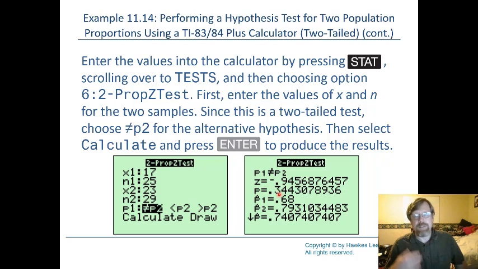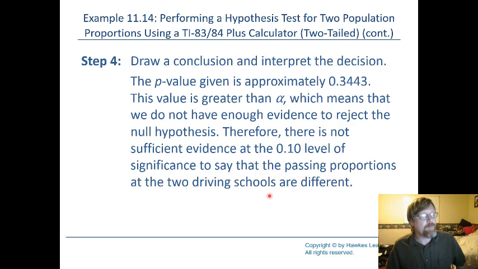So the next step is to draw a conclusion and interpret the decision. I've got that p-value of 0.344. I am looking for a p-value of less than alpha. Alpha was 0.1. My p-value is greater than 0.1, so I fail to reject the null hypothesis. There's not enough evidence to support the claim that the two schools have different passing proportions.